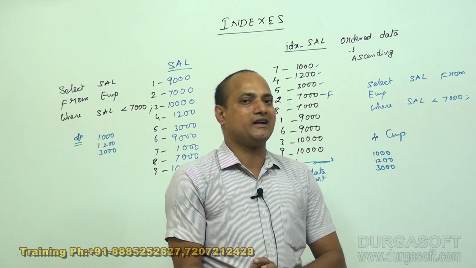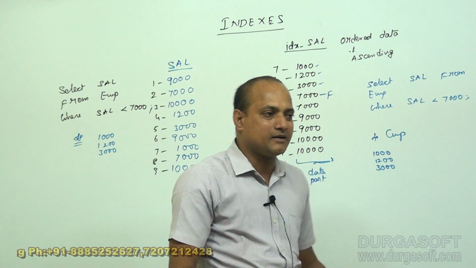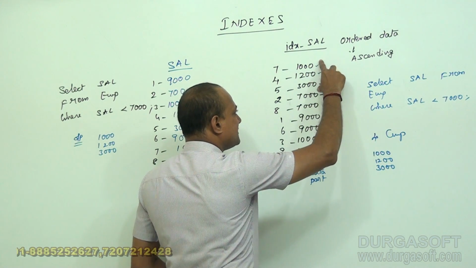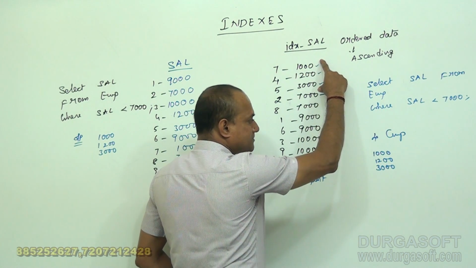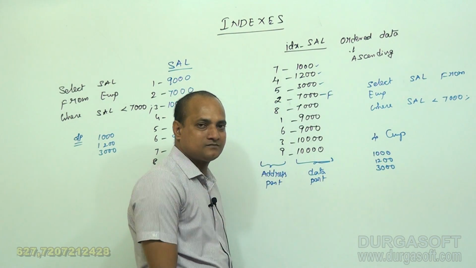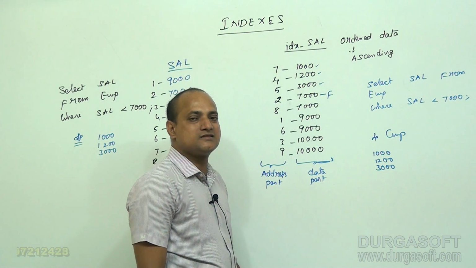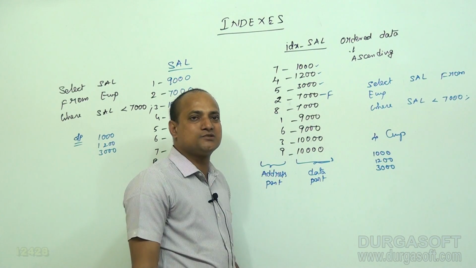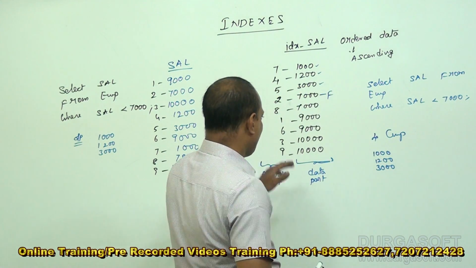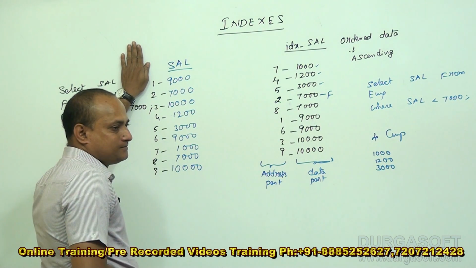But if you create an index, it will reduce the number of comparisons. How is it reducing the number of comparisons? Because the data in the index is ordered data. So whenever the condition fails, it will stop the comparison. It reduces the number of times the condition is verified, so definitely it should be faster than normal table data.